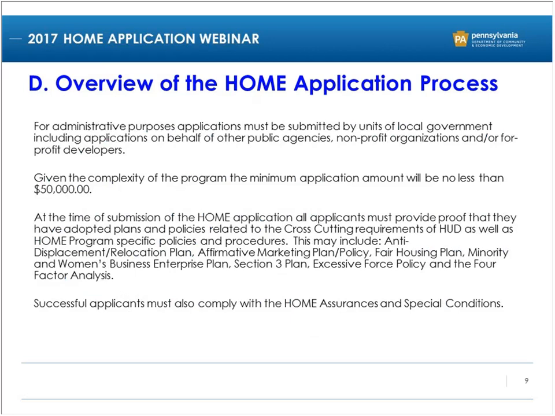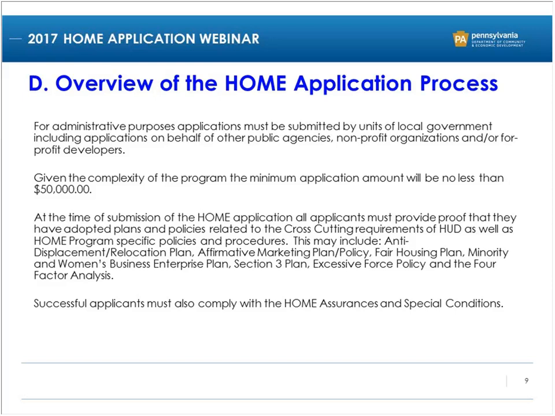For administrative purposes, again, applications must be submitted by units of local government. Given the complexity of the program, the minimum application amount received will be no less than $50,000. And just to let you know, that $50,000 is actually our amount awarded for total operating assistance. So we expect to see applications for more than $50,000, unless, of course, it's for total operating assistance. You can't do too much activity in the HOME program for $50,000.